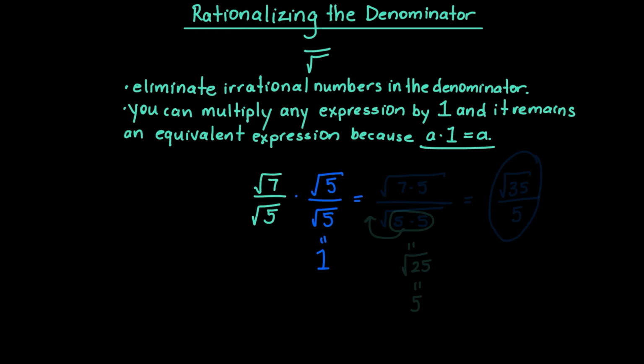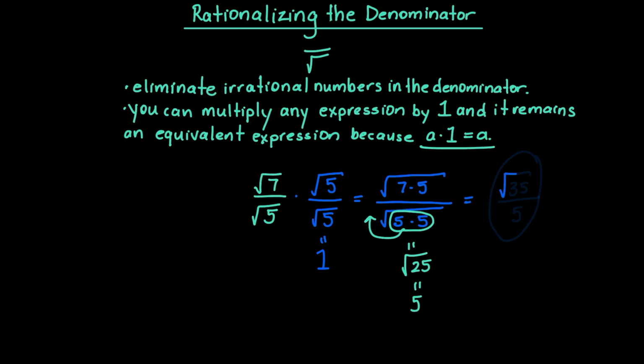When I multiply straight across, I can multiply like radicals together. So that's radical 7 times 5. And at the bottom, this is radical 5 times 5. I have a set of twins I can circle and bring out. We remember this is the same thing as radical 25, which is 5.